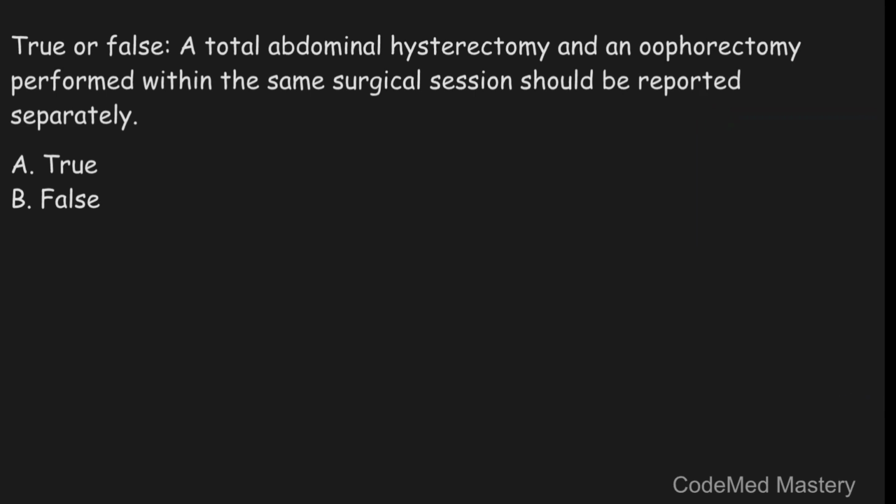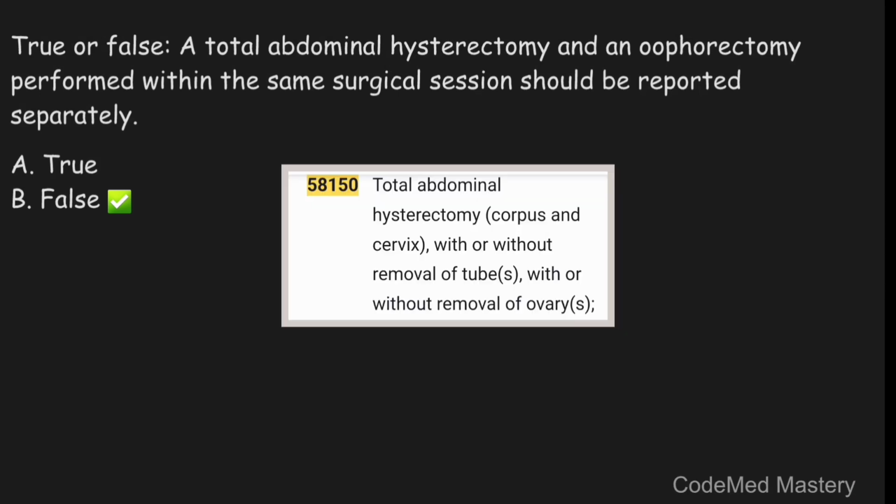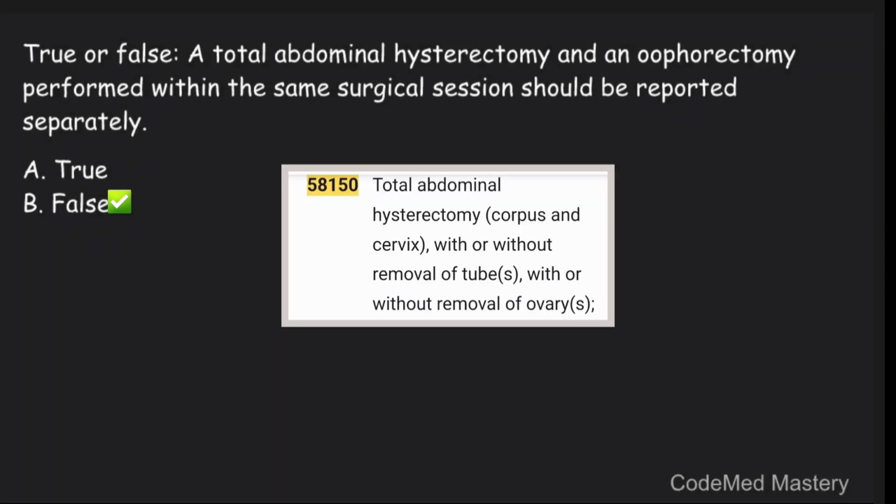The right answer is option B, false, because the code for total abdominal hysterectomy is 58150. So, that code includes with or without removal of ovary, right? Therefore, the oophorectomy may not be reported separately when performed with total abdominal hysterectomy. Let us solve the next question.